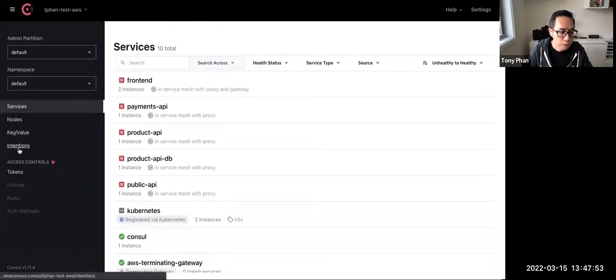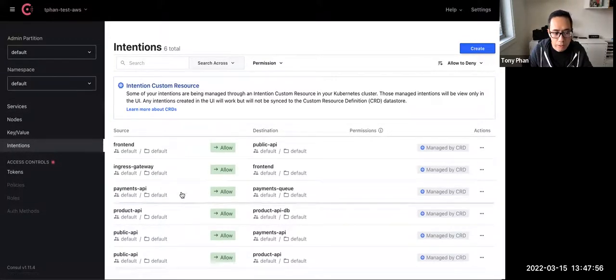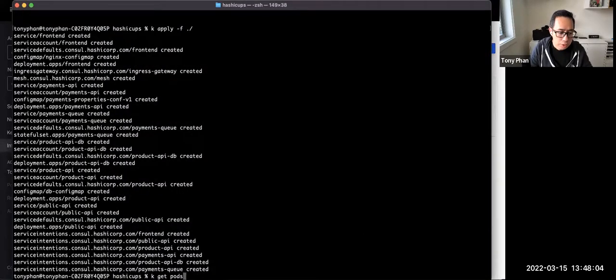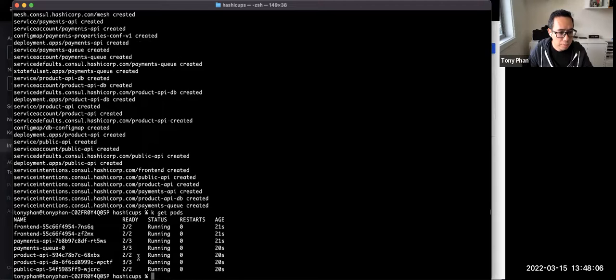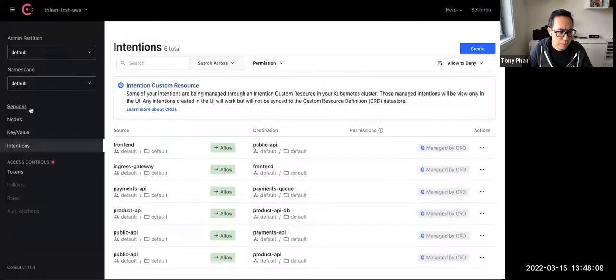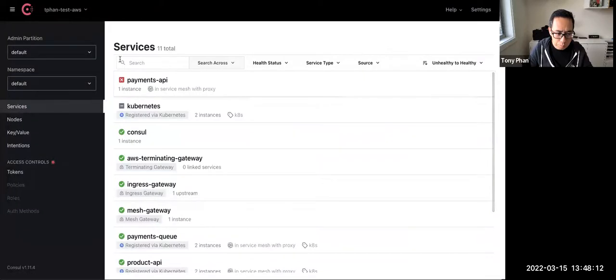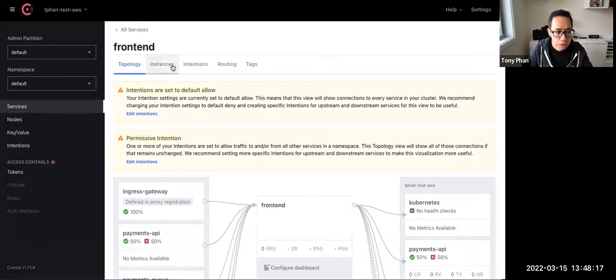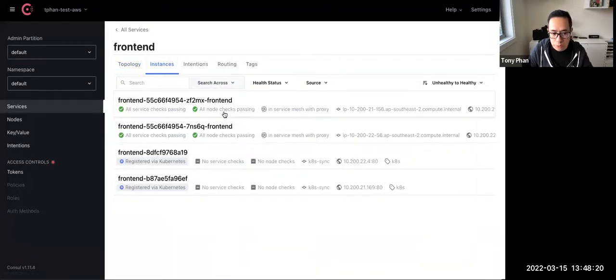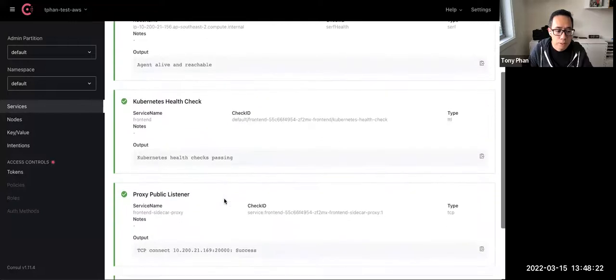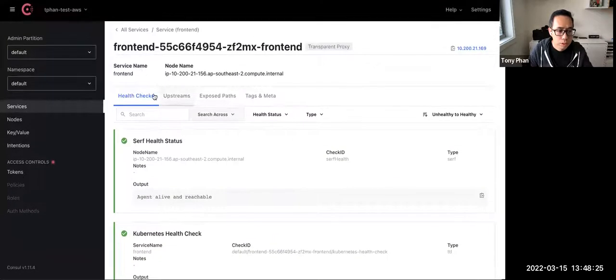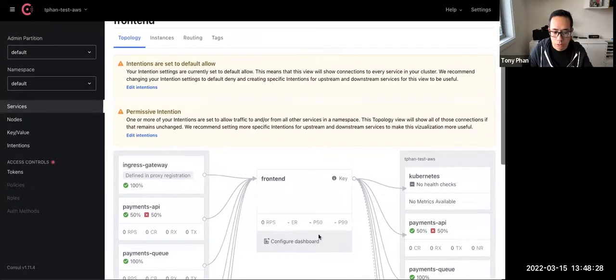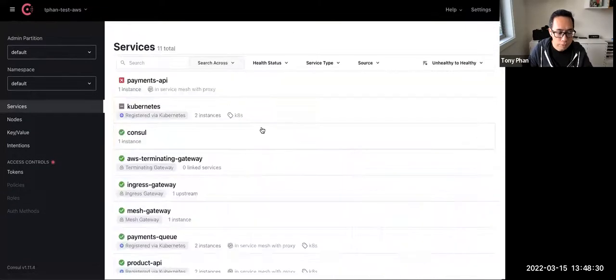If we go to intentions, you can see here that I'm allowing these back-end services or these front-end services to talk to each other. Let's wait until they come up. They're coming up now. If I go back to Consul, just waiting for one service to appear. While we wait, if I go on the front-end service, you can see there are two instances behind it. We are monitoring some health as well, just to make sure it's all good. There's also a topology view as well, but I'll go back for now.